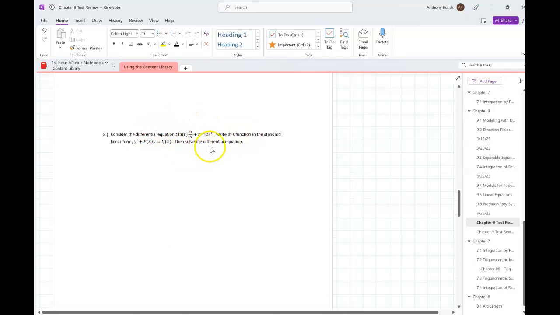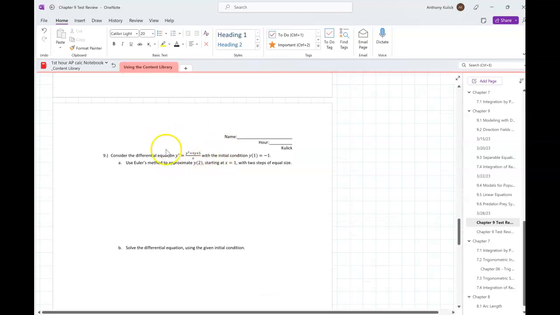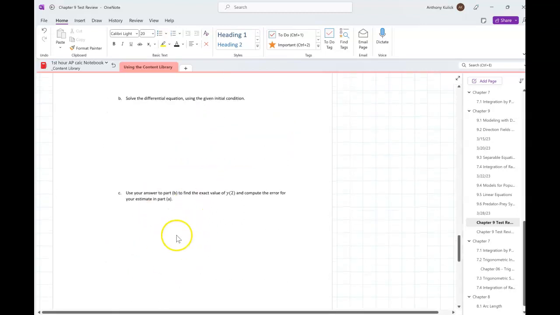Here's a linear differential equation I ask you to solve. Here's a differential equation with an initial condition. I ask you to use Euler's method to approximate the value for y2. I then ask you to solve the differential equation with the initial condition and then use that answer to find the exact value for y2 and compare your approximation with the exact value.